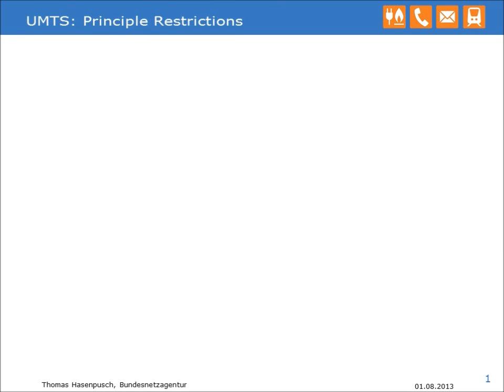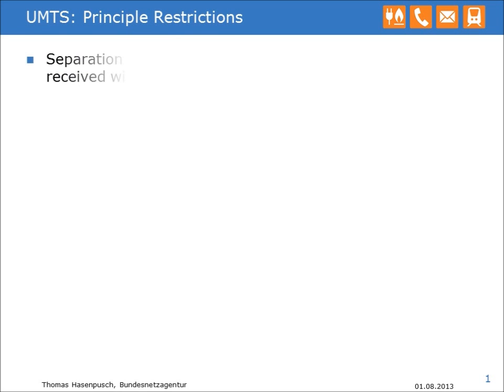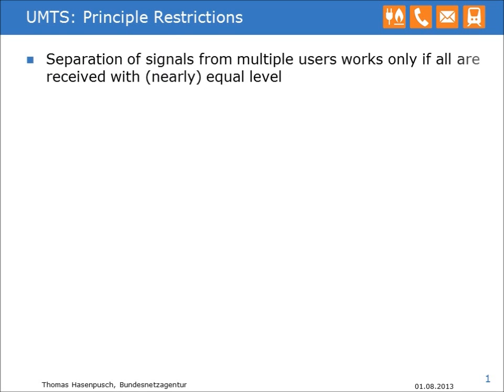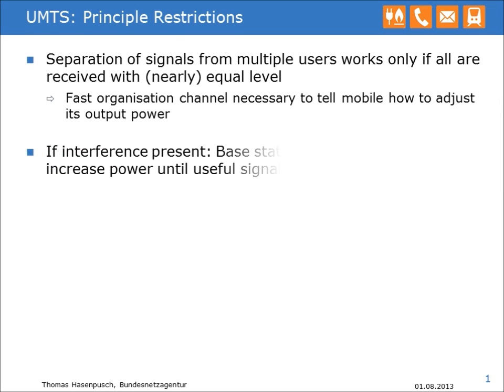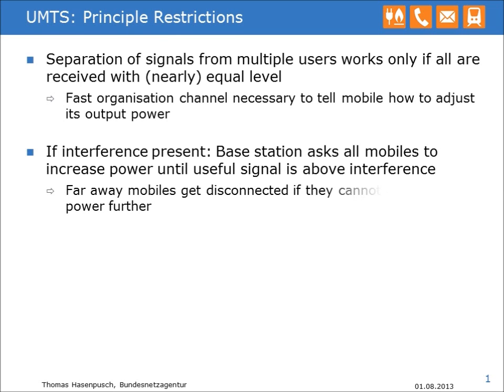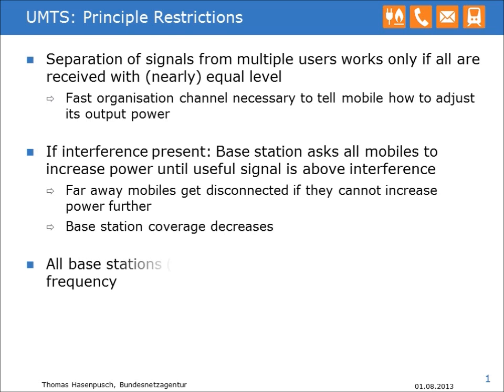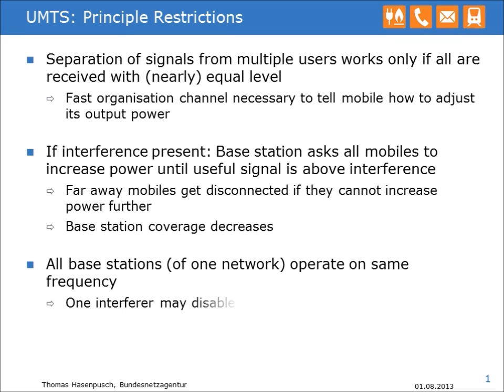But there are some restrictions to this principle, and one is that the separation of the signals from multiple mobiles for the base station works only if all of them are received with the same level. And that means that the base station has to constantly tell the mobile how much transmitter power it has to use. And if the base station is interfered, it just asks all mobiles to raise power to overcome the interference. But of course, for faraway mobiles, they are already on maximum power. They have to be dropped because they cannot increase power further.